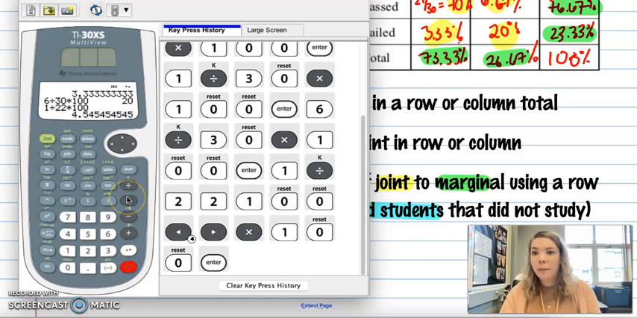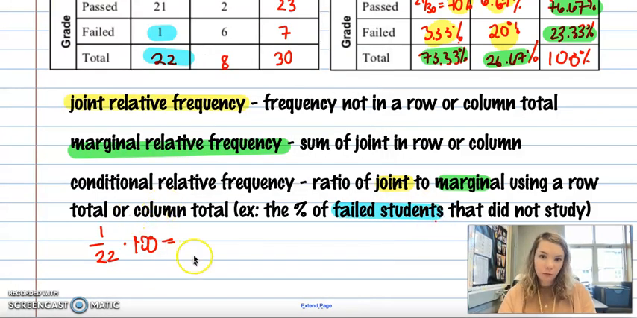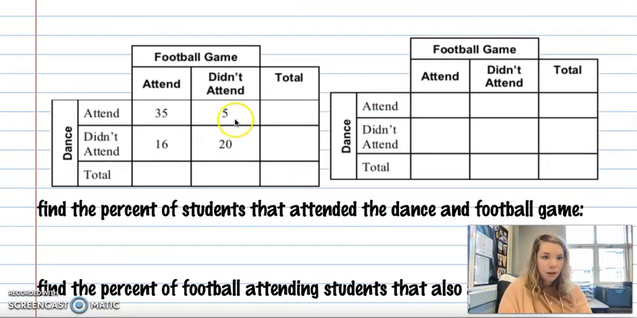So that would be 4.55%, for example. Okay, so a lot of vocabulary there. All right, so a new example.